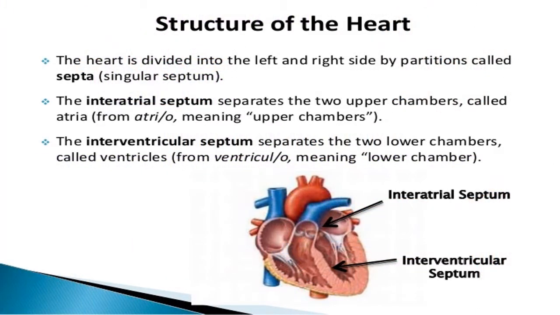Structure of the heart. The heart is divided into the left and right side by partitions called septa, that is singular septum. The interatrial septum separates the two upper chambers called atria, and the interventricular septum separates the two lower chambers called ventricles. Here you can see the interatrial septum and interventricular septum. So interatrial septum between the atria and interventricular septum between the ventricles.